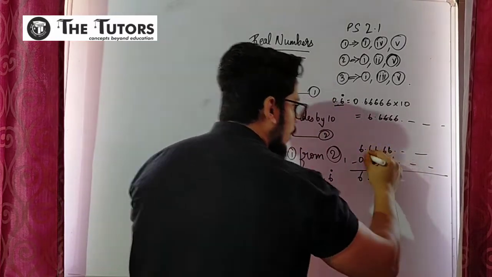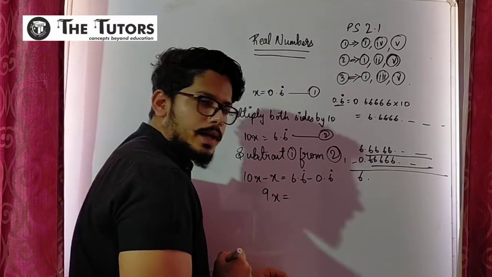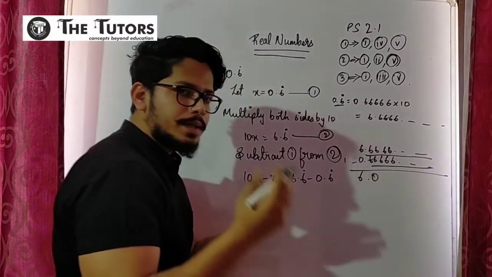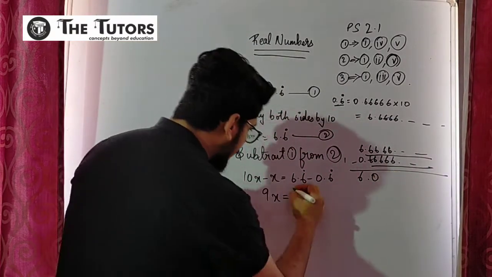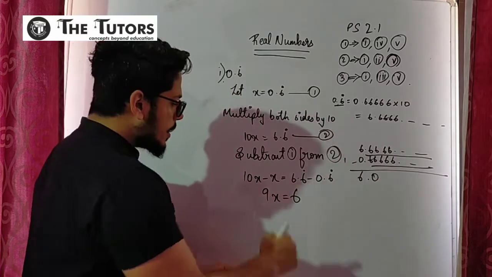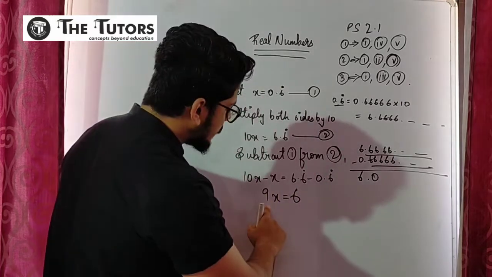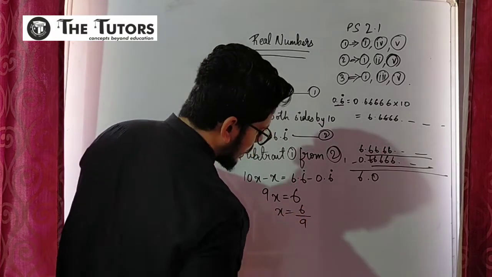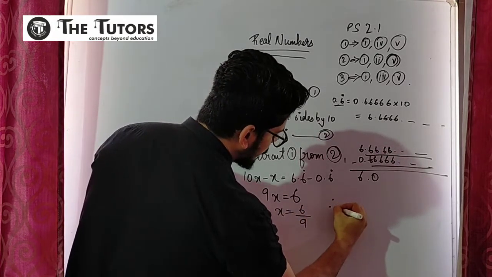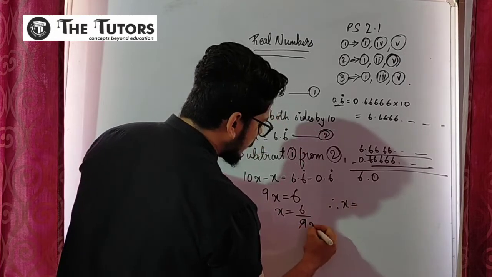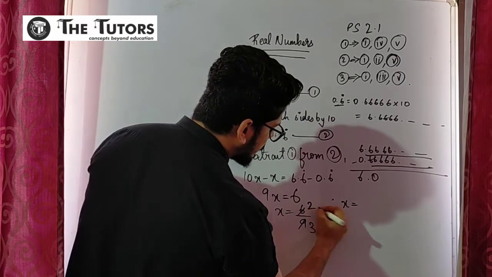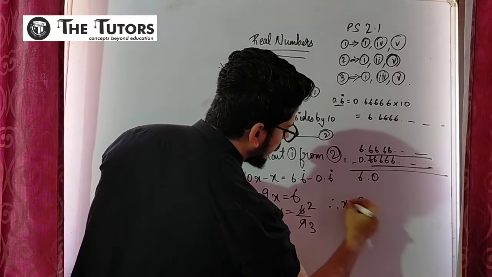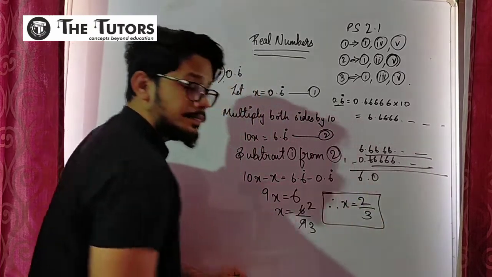6. But here all the 6's get cancelled. While subtraction, you get indirectly 6.0, which is indirectly 6. Now here 9 is in multiplication. When it goes to the RHS, it goes in division. 6 upon 9. Indirectly your answer becomes, therefore, x is equal to 2 upon 3, since 3 threes are 9, 3 twos are 6.